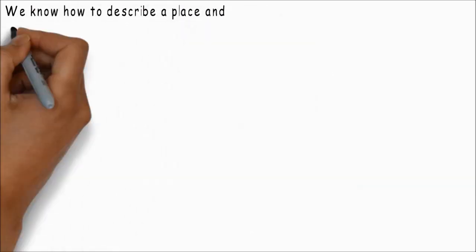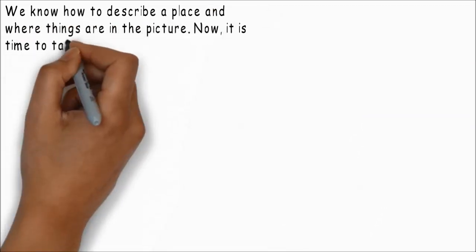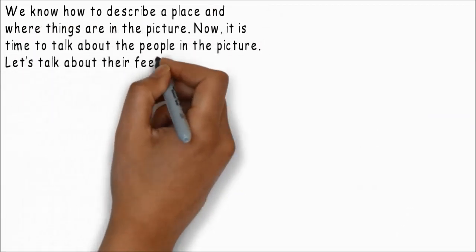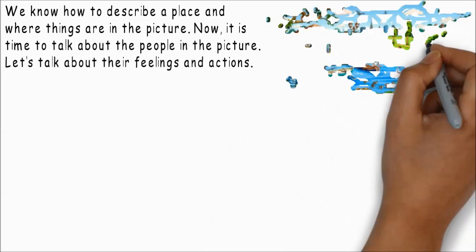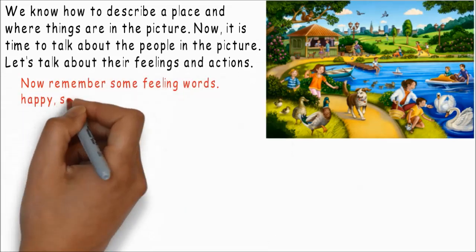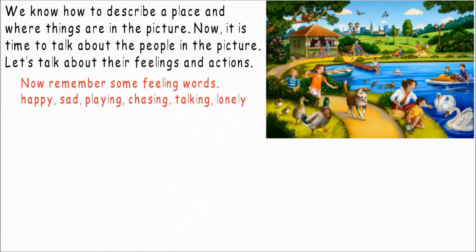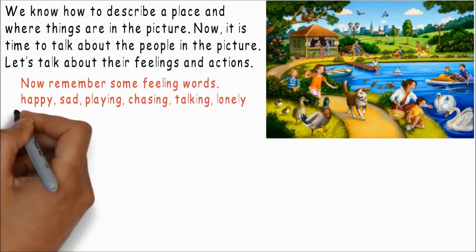We know how to describe a place and where things are in the picture. Now it's time to talk about the people in the picture. Let's talk about their feelings and actions. Now remember some feeling words: happy, sad, playing, chasing, talking, lonely.